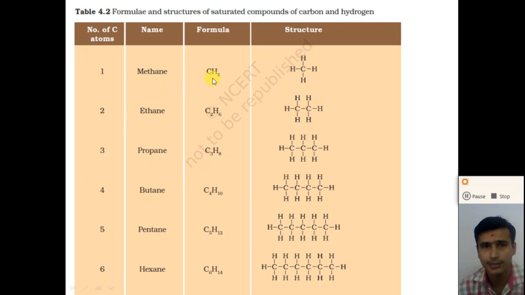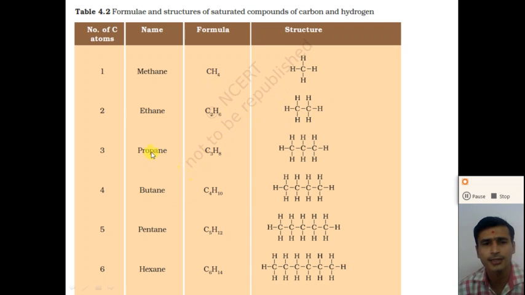In methane, the formula of methane is CH4. The carbon atom makes a covalent bond with the 4 hydrogen atoms. Ethane, the formula of ethane is C2H6. The structure of ethane is a carbon atom joined with the other carbon atom. The two carbon atoms are joined with a single covalent bond, and the other valencies of the carbon atoms are satisfied with the 6 hydrogen atoms.